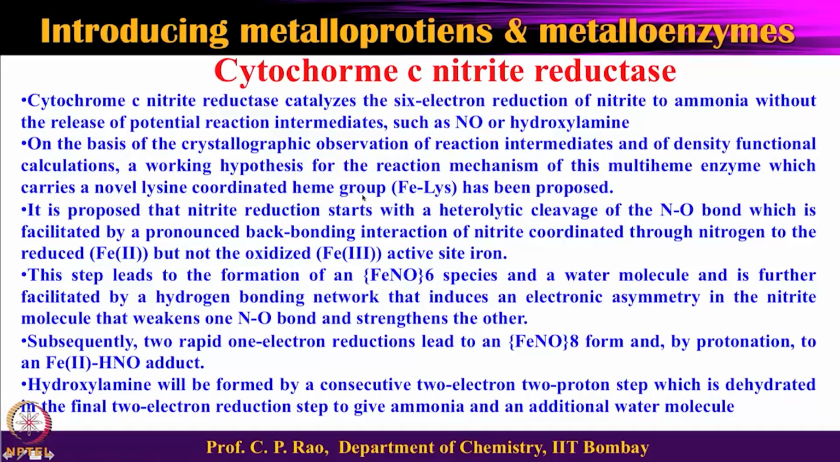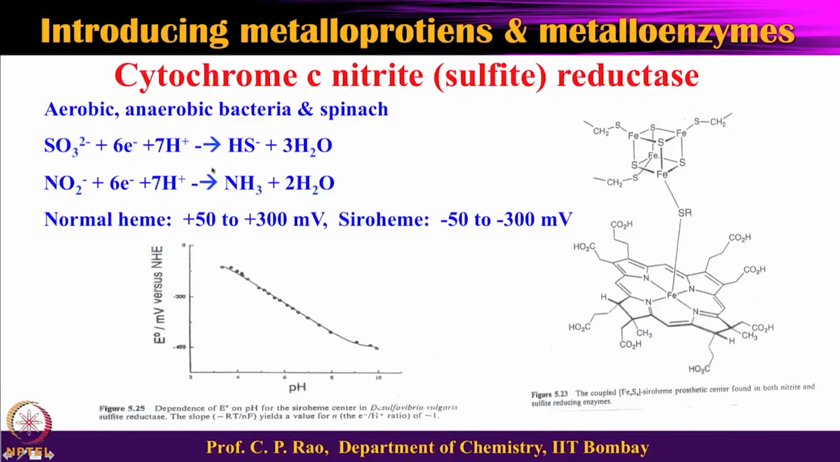Let us look at some characteristics of this nitrite reductase, and this can also do sulfite reduction too. Now, first let us look at the reactions. Look at the reaction of nitrite. So, NO2 minus plus 6 electrons plus 7 protons will give ammonia plus 2H2O.